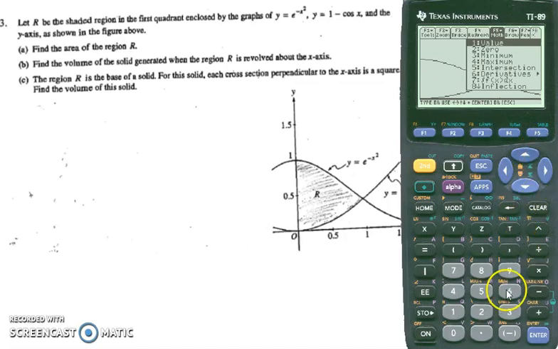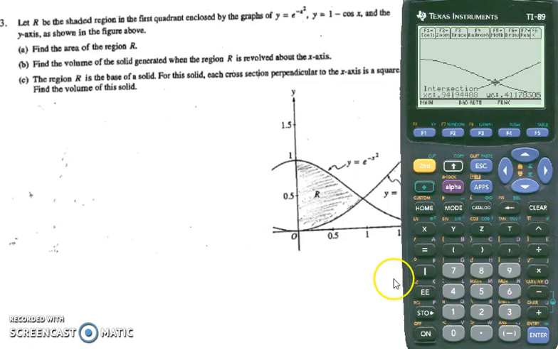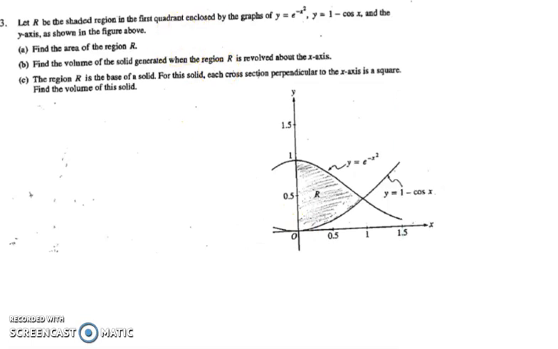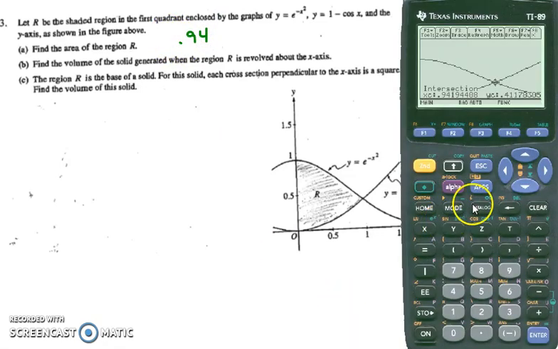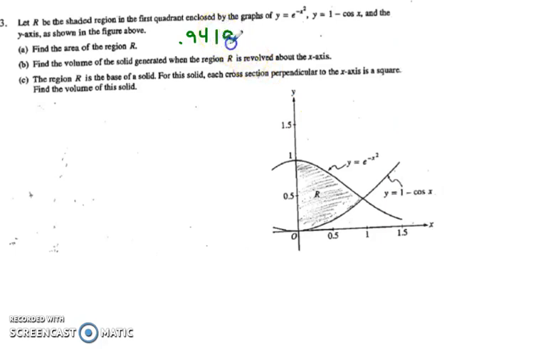So let's do F5 intersection. First curve, second curve, lower bound, and then move over to the upper bound, and we get 0.94194. So let me write that down as our intersection point. 0.94194. Okay, so the area of the region R will be the integral from 0 to 0.94194 of the top curve minus the bottom curve.